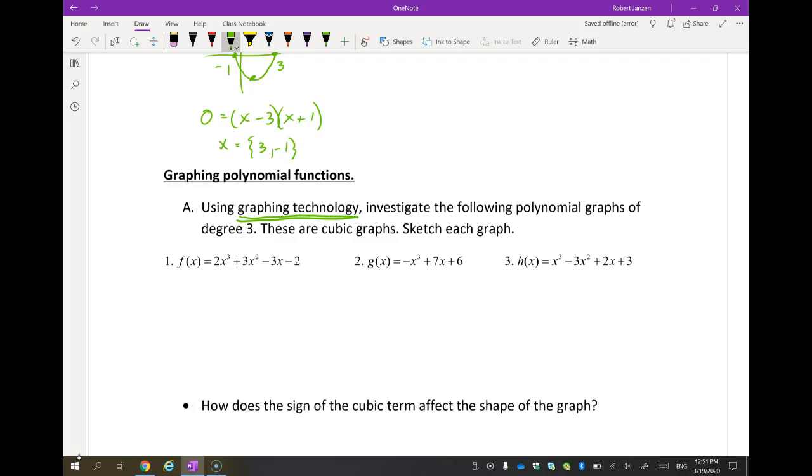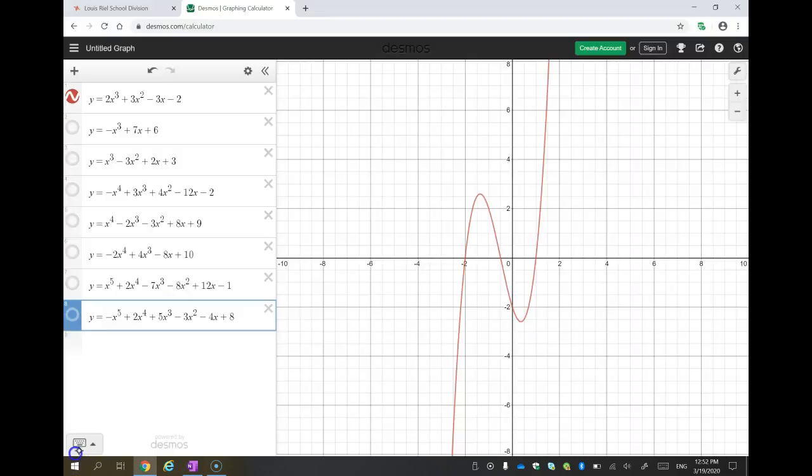What I want you to do is spend a few minutes using Desmos. All right, if you haven't used it before, desmos.com, and graph these polynomials. You'll notice that we've got some cubics, some quartics, and some quintics. I'd like you to graph those, please. Okay, take a few minutes to do that, and then come back and we'll take a look at some of the graphs.